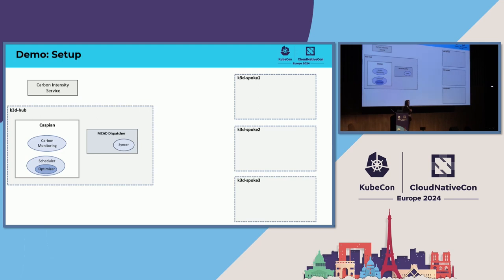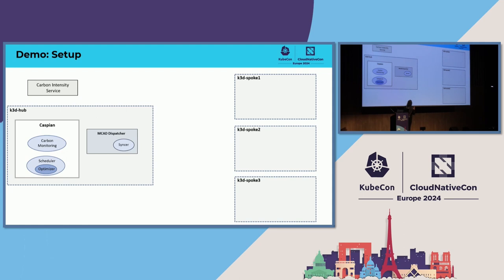Then the scheduler also runs periodically, and at the beginning of each period, it gets all workloads that are in the system, the ones that are queued in the hub and the ones that are running in the spokes. Then based on the status of workloads and the status of clusters, like their carbon intensity in the next 24 hours and their resource availability, it decides which workload should be executed in the next time slot and on which cluster. It also may decide to suspend the execution of some workloads due to sustainability.